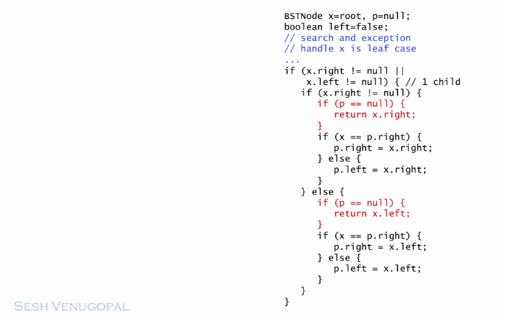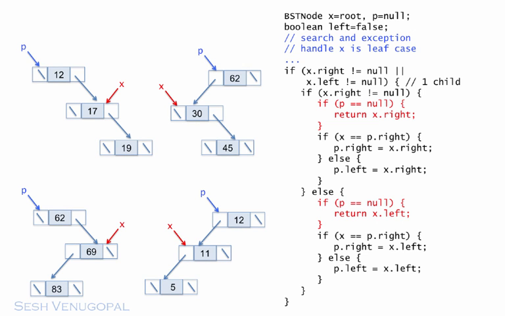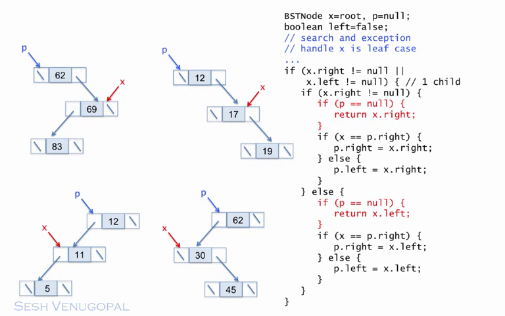What I want to do next is some cosmetic makeover that will make the code shorter and I believe more elegant. I'm going to start by changing the way I group the if-else parts. Instead of grouping according to whether x.right is null or not null, I'll group according to whether x is P's right or left child. You'll see why I'm doing this very soon.